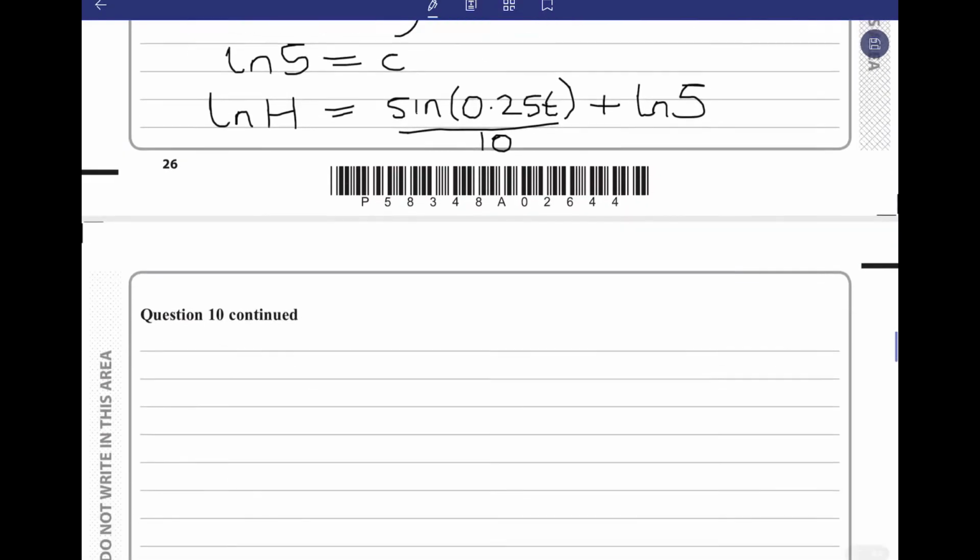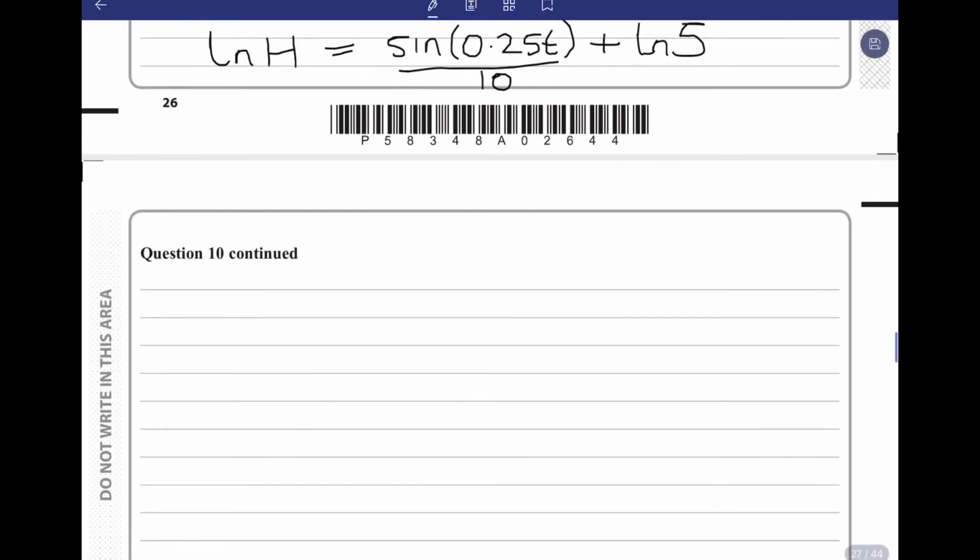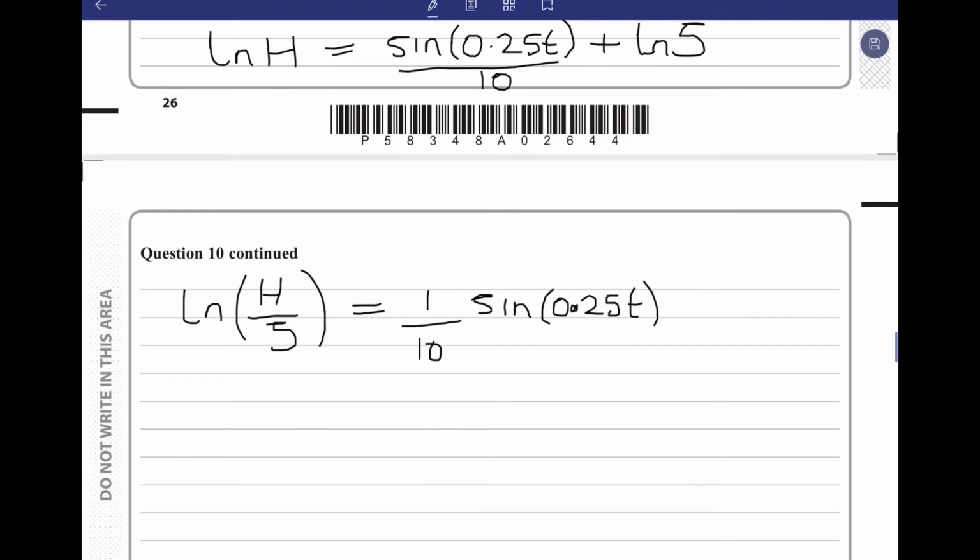We can simplify a little bit further by bringing the natural log of 5 over to the left hand side, and we get natural log h divided by 5 equals, so it's 1 over 10. It's easier to write it like this now, 0.25t. Now what we do is we exponentiate on both sides, and I'm also going to write the 1 over 10 as 0.1, as that's how the question wants it.